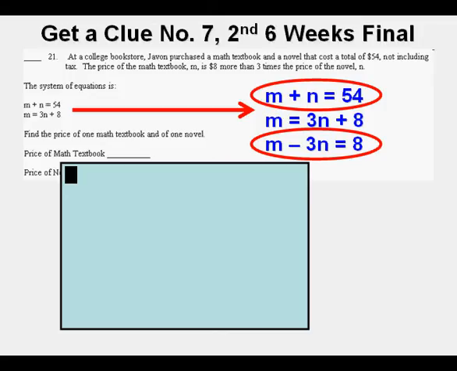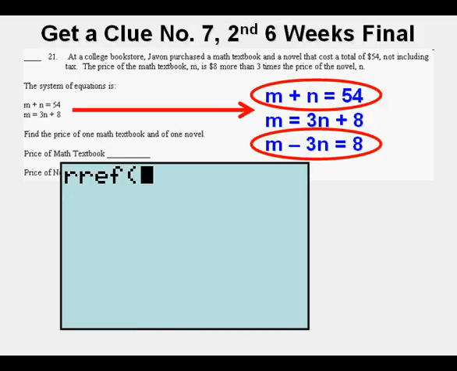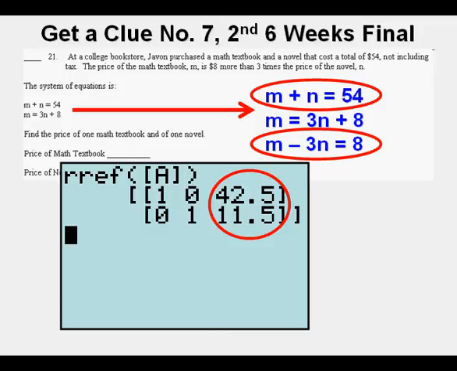Now we clear the screen by pressing second, quit. We now go to RREF, or reduced row echelon form, by pressing second, matrix, then arrow once to the right to the math submenu, then down to choice B, RREF. Press enter. Enter matrix A by pressing second, matrix, then enter. Close parentheses, press enter.